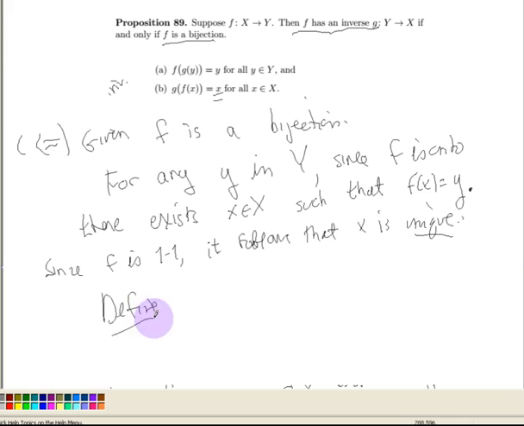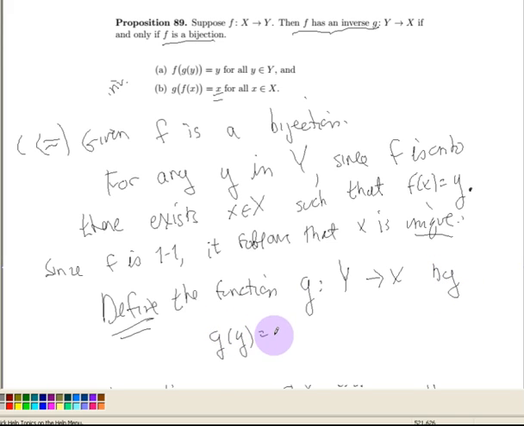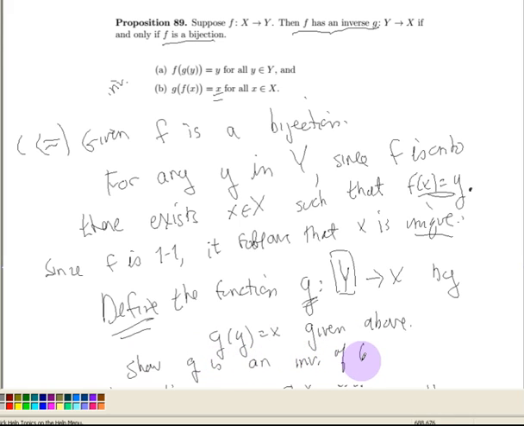Okay, so I'm going to define the function g, which goes from big Y to X by g of y is equal to x, given above. Okay, so I said for any y, I can find a unique x that satisfies this property. So I can define a function g for all elements of big Y using this specification. Okay, and then you can go from there. Show that this function g is an inverse of f. So show g is an inverse of f. Okay? All right.